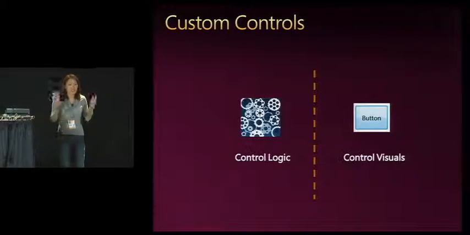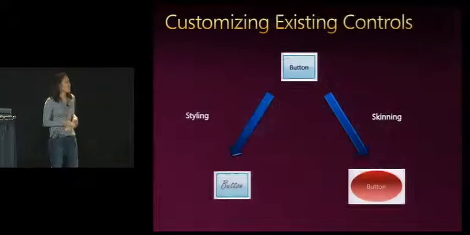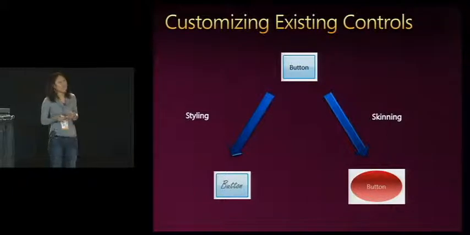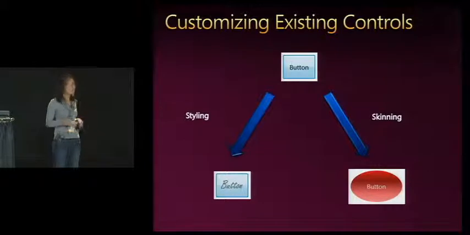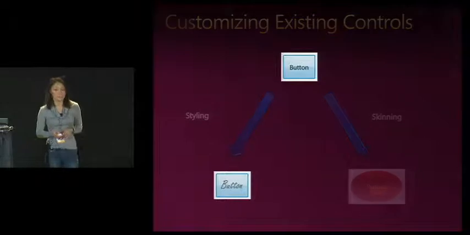Now, custom controls, because we have that fine logic, the distinction between the logic and visuals, it does mean that, like I said, it's easy for us to customize an existing custom control. And in Silverlight, there's two different ways for us to do that. Something called styling and something called skinning. And we're going to go ahead and talk about styling first.